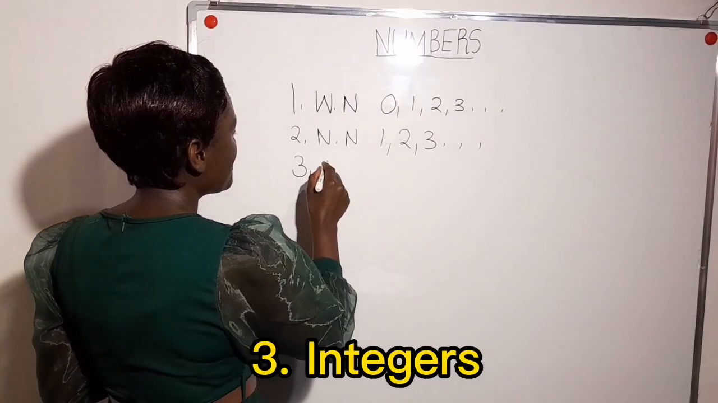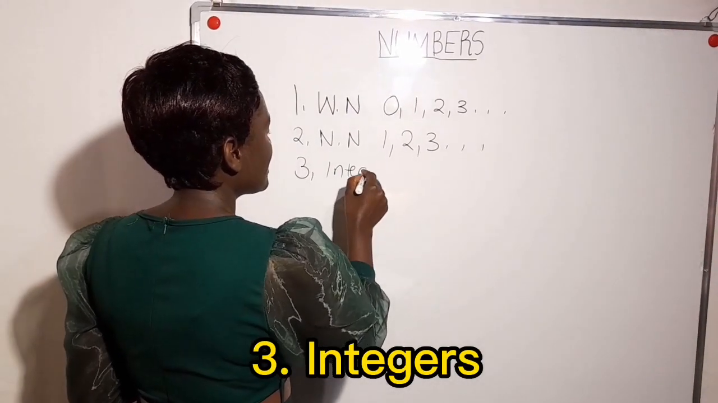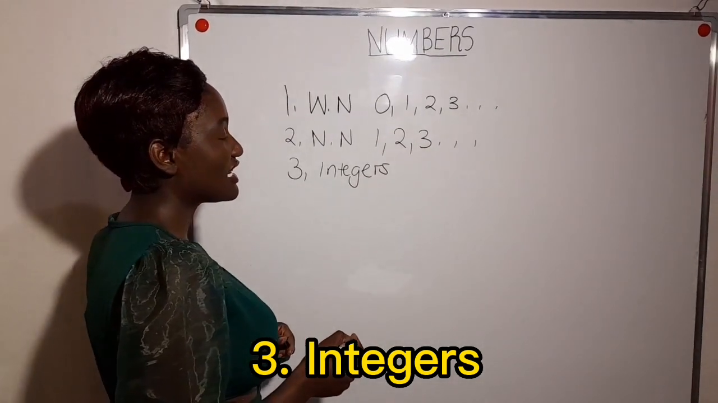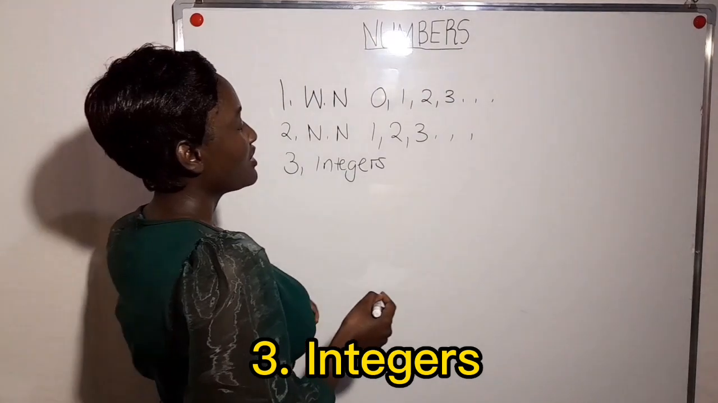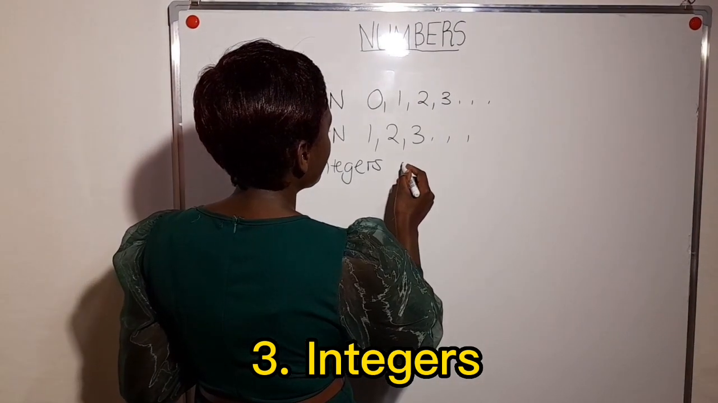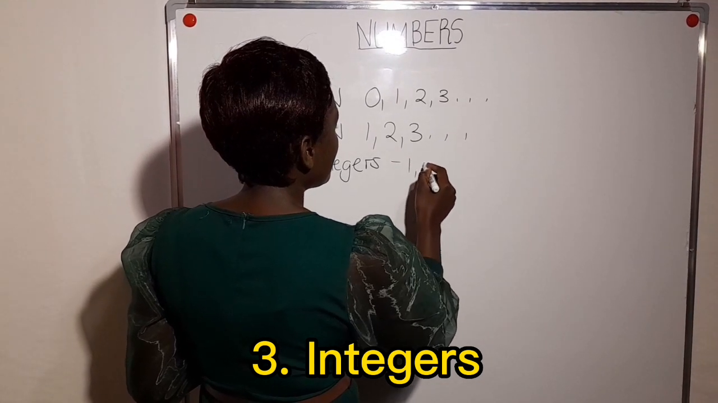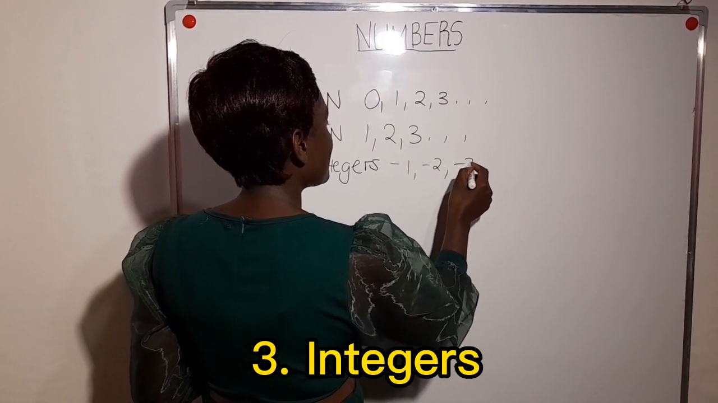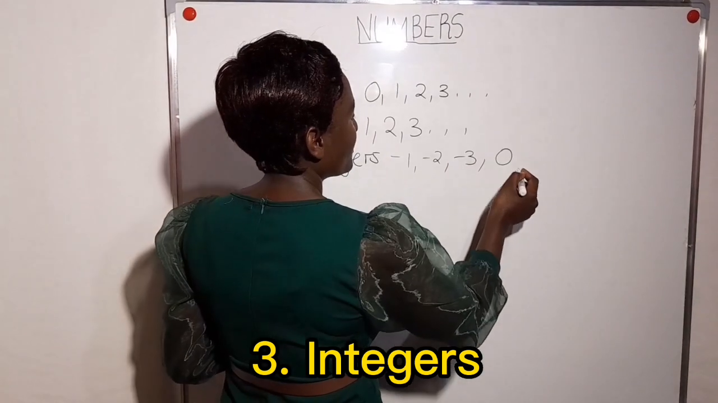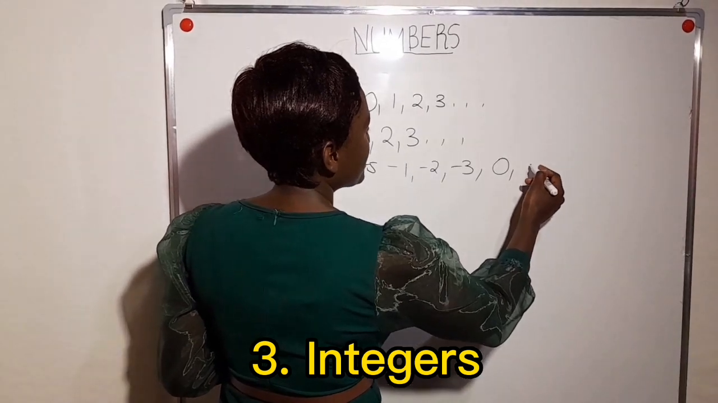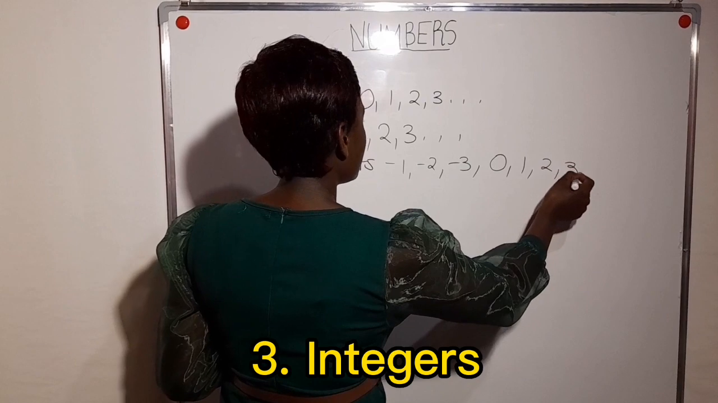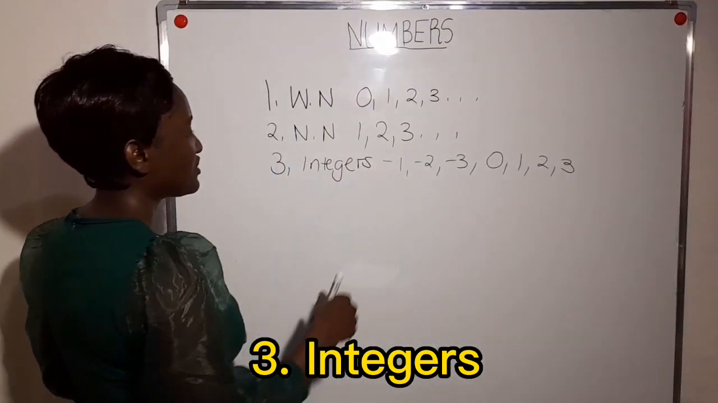Next, we are going to look at integers. Integers are whole numbers and their negative counterparts. Examples of integers are -1, -2, -3, and they also include 0. We also have positive numbers like 1, 2, 3, going to infinity.